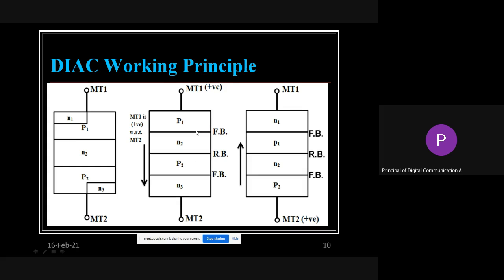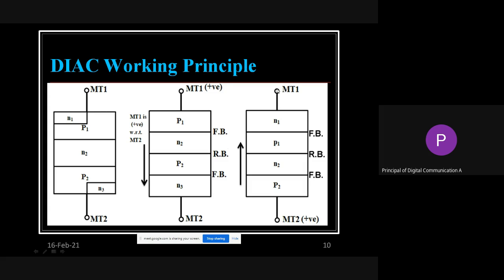So how is it going to work in the next case? That is, if we make MT2 positive with respect to MT1, that is the negative half cycle we are considering here. So MT2 positive means the P2 layer comes in the picture, then N2 as it is, and MT1 is negative, so N1 will come in the picture.